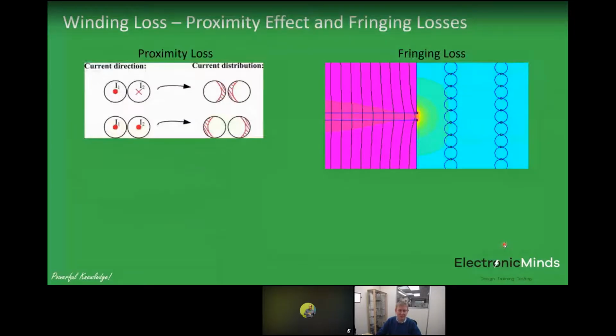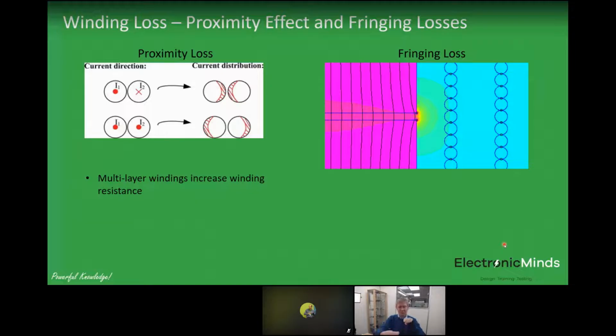There's a couple of other loss mechanisms though that are sometimes less commonly known about. Most people know about skin effect. However, there's also proximity loss and fringing loss. Proximity loss is what happens if you've got two conductors side by side carrying current in the same direction. That current flow will try to repel one another, so they'll flow in the outside perimeter of those two conductors.